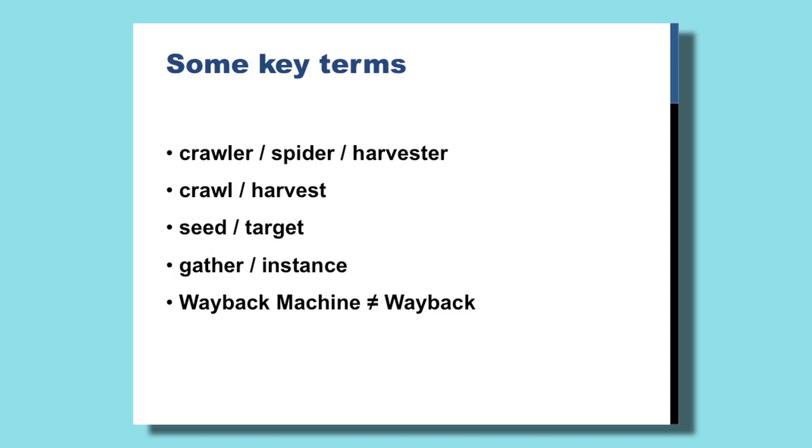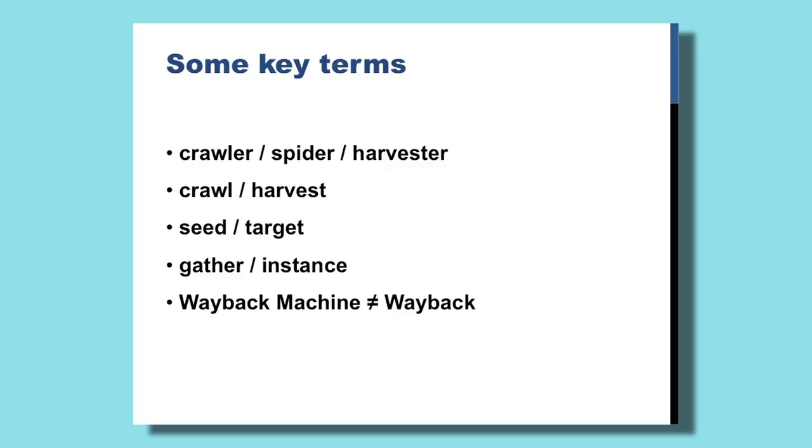And not quite synonymous, but near enough for today, a gather and an instance being individual snapshots of your seed. That's to say, in an archiving context, you'll have a single seed, bl.uk, but you'll have many gathers or many instances of it, timed over a time.